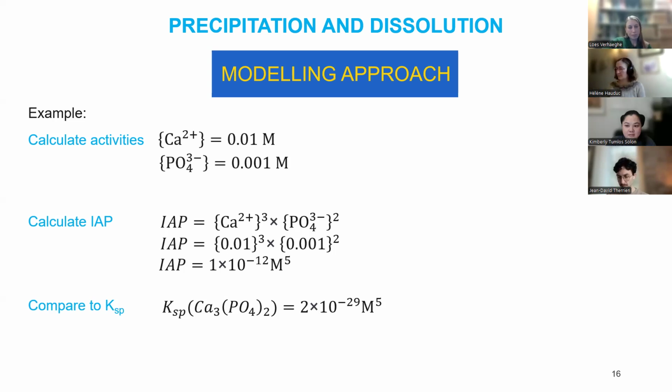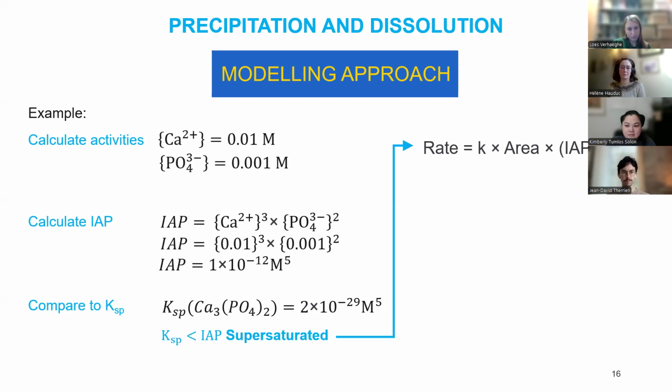In this case, what do you think will happen? Will we have precipitation or no precipitation? So undersaturated or supersaturated? Here our IAP is higher than our KSP. If that's the case, we are supersaturated, therefore we have precipitation. And so we know that there will be precipitation, we just don't know yet how fast it will be.